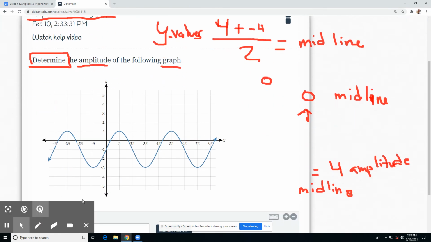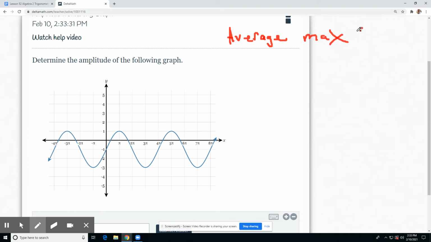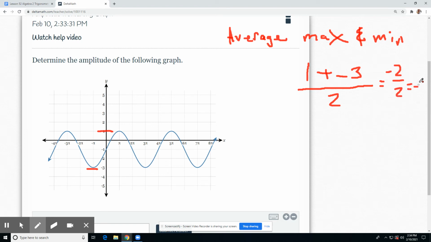All right, this one's a little bit better. Not so easy, so let's apply our formula. We're doing the average of the max and min. What's the maximum? The maximum's 1 plus, what's the minimum? -3. And the average means however many you have, you divide by that number. We have 2 entries, so we're dividing by 2. So this is 1 minus 3 is -2 divided by 2 equals -1.